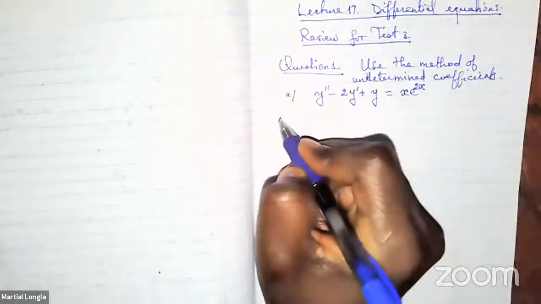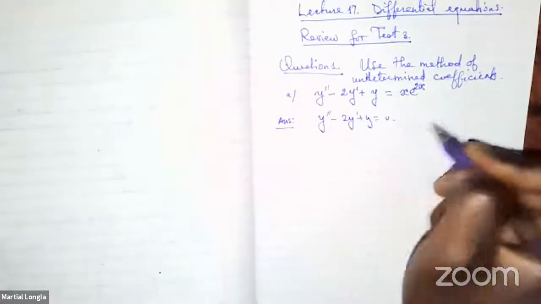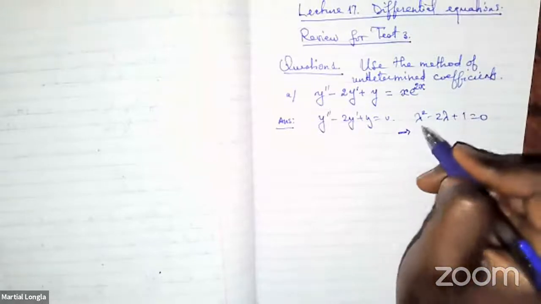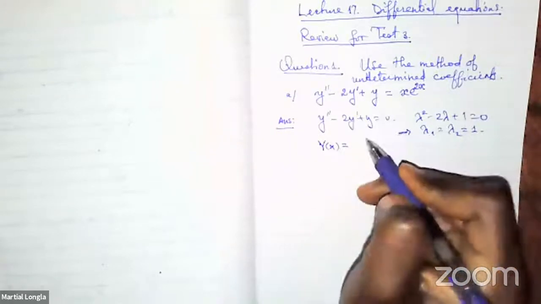Can we go through the first step of the solution, Macy? The first step is the Euler equation. So you find big Y of X: lambda squared minus 2 lambda plus 1 equals 0. What's the solution to this? Lambda 1 and lambda 2 are equal to 1. So what's the solution of the homogeneous problem? It's c1 e to the x plus c2 x e to the x. Great.